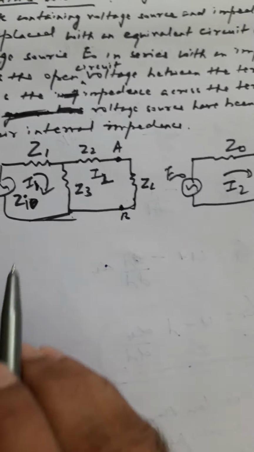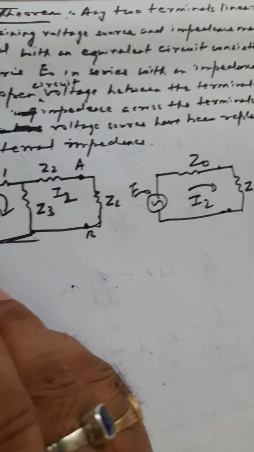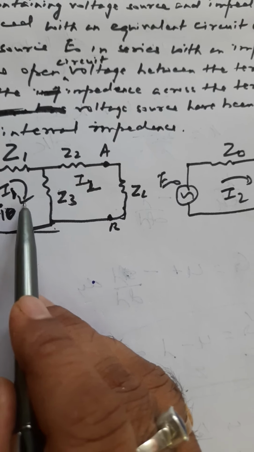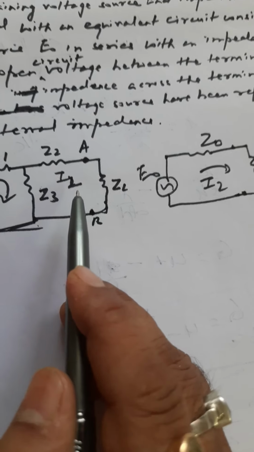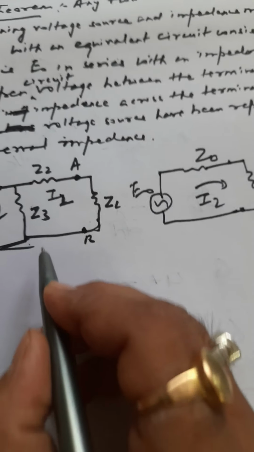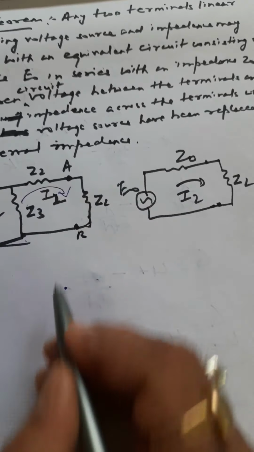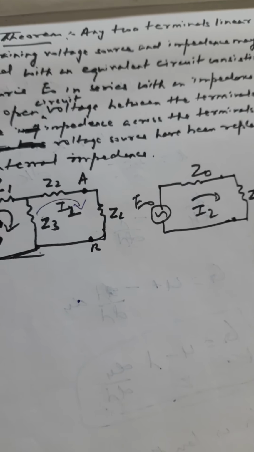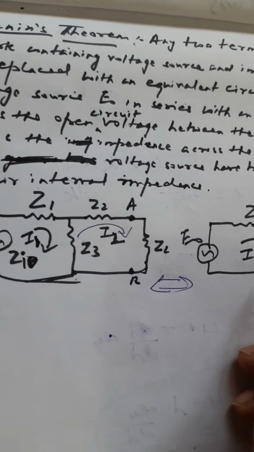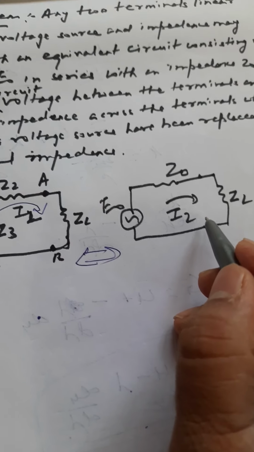As per Thevenin's theorem, we've drawn this circuit. Here you can see the EMF E. Here the current is I1 in this loop and I2 in this loop. We'll show the direction of the current here. Now this is the equivalent Thevenin circuit which we have drawn here.